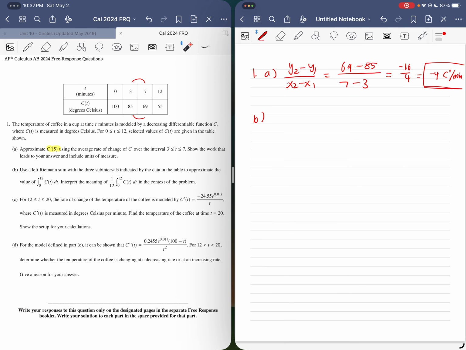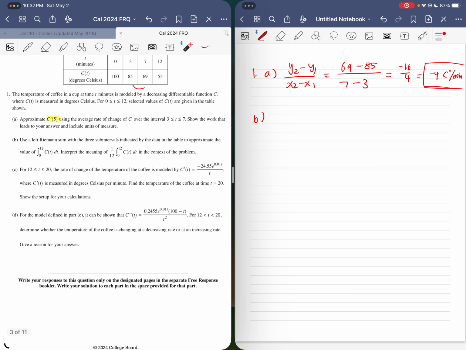Let's do B. Using the left Riemann sum with the three subintervals indicated by the data in the table, approximate the value of this. And then you're going to interpret the meaning of this. So it's two different things. This one is the average value. Let's do the first one first. Always write this one down first.